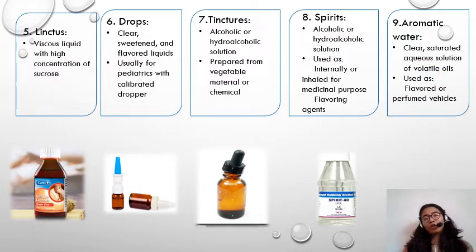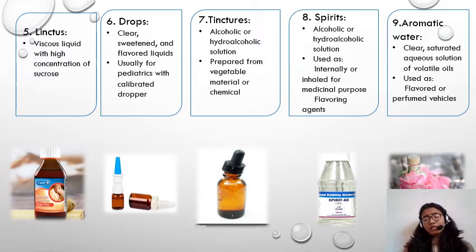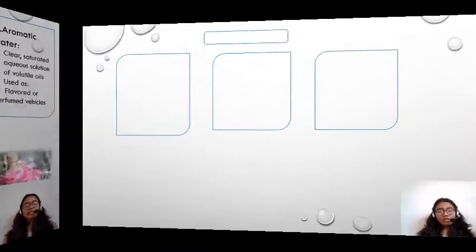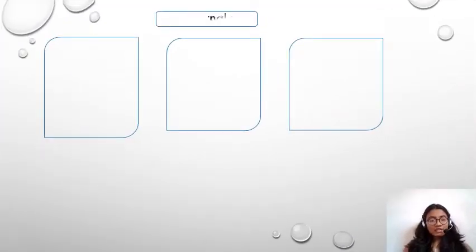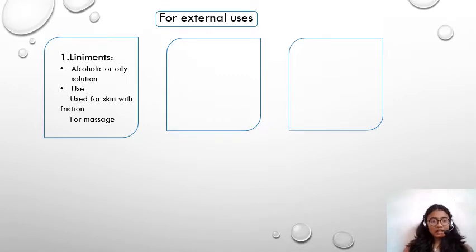Next, aromatic water. We are very familiar with this concept, like you can take an example of rose water. It is an aromatic water. It can be volatile or it can be non-volatile. It is a clear solution usually used as a perfume vehicle. Now, for the external use, first is liniments.